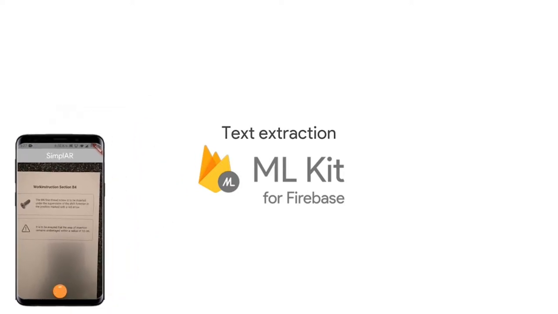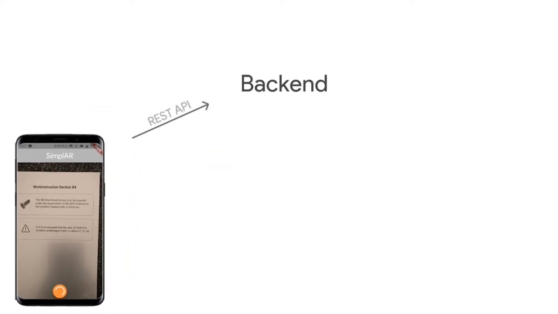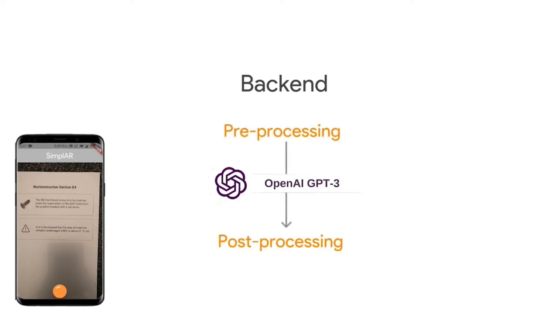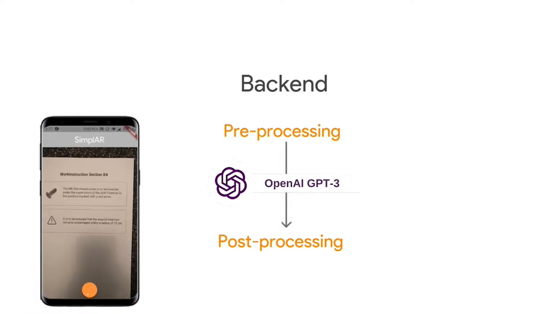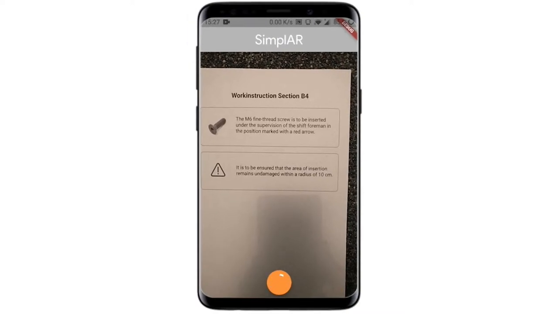Firebase ML extracts the text and sends it to our backend hosted by Google Cloud. The backend uses a mix of GPT-3 and our own machine learning models to process the text into a simpler version. The simplified text is returned to the client, which then shows it as an AR overlay.